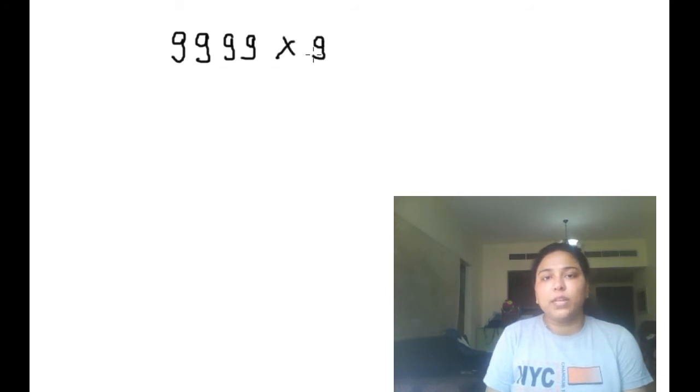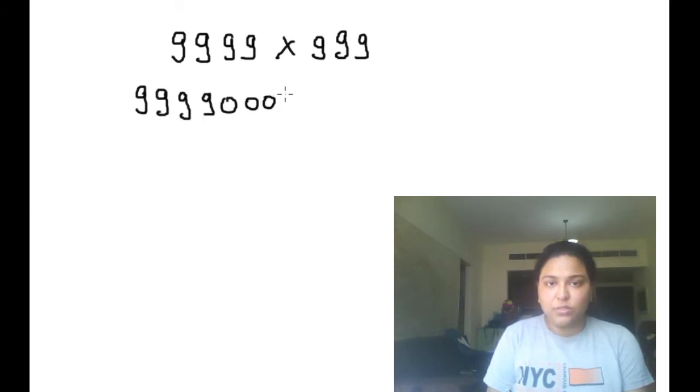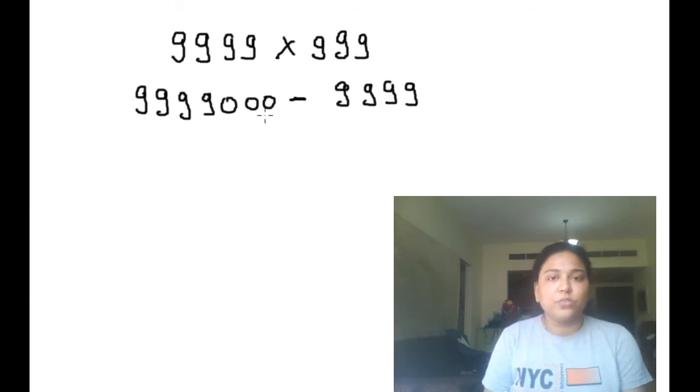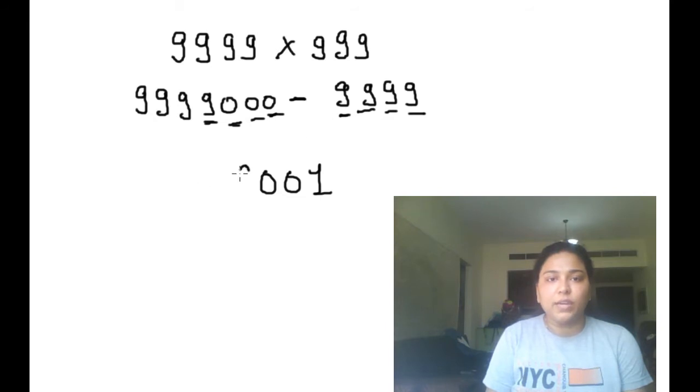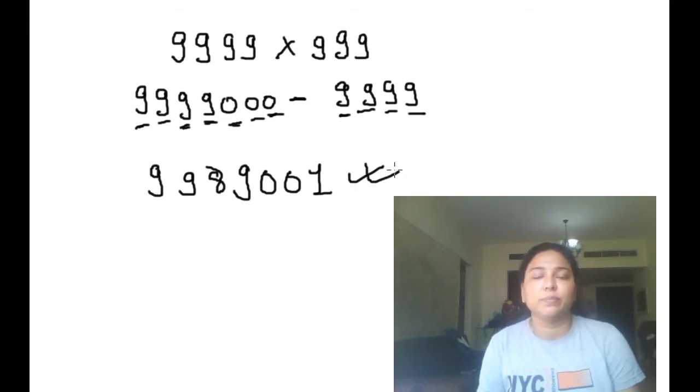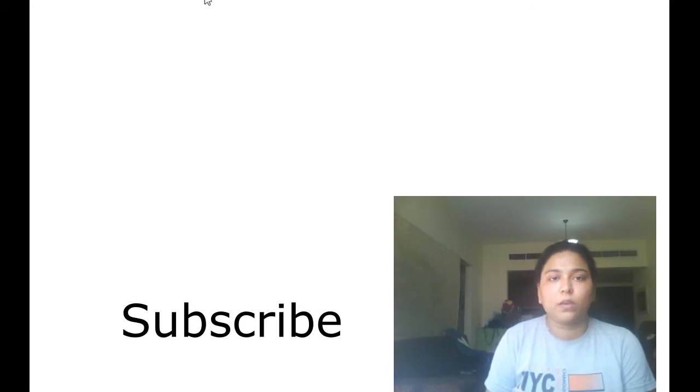9999 multiplied by 999. Again, 9999 multiplied by 1000 minus 9999 multiplied by 1. So 10 minus 1, 10 minus 9, 1, 9 minus 9, 0, 9 minus 9, 0, 18 minus 9, 9, this is 8, this is 9, this is 9. Here is the answer, only in one step. Let's see more examples.